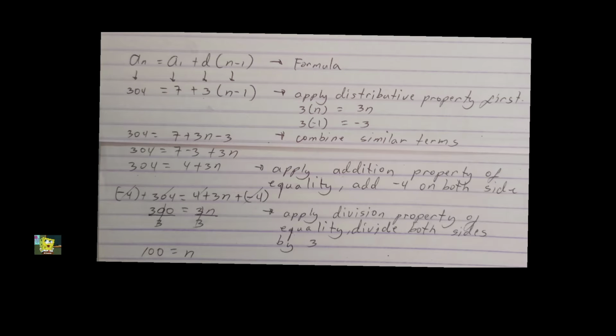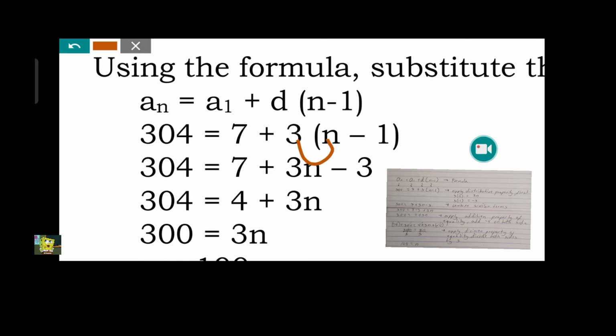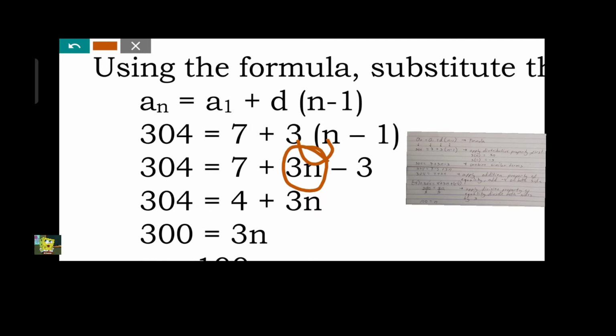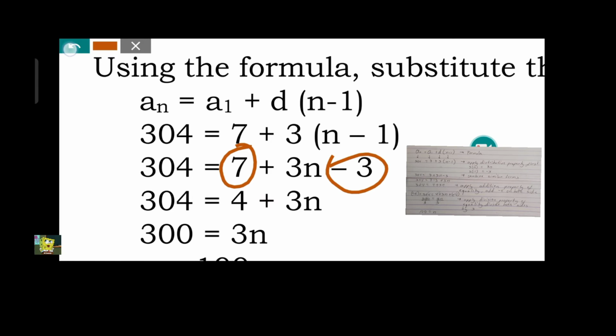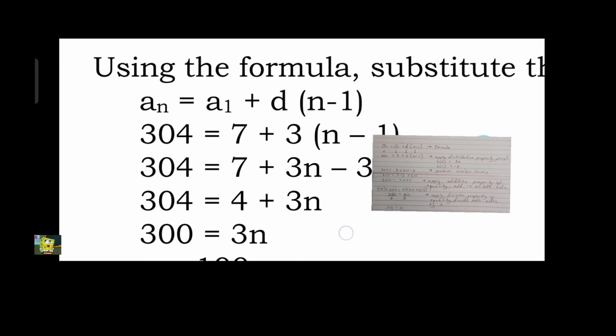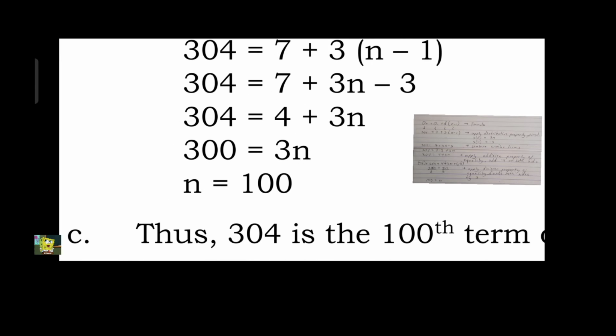Okay, we do multiplication first, which is the distributive property. 3 times n equals 3n, and 3 times negative 1 is negative 3. Let's combine similar terms. 7 minus 3 equals 4. Then apply the addition property of equality. We add negative 4 on both sides. We can rewrite the equation as 304 minus 4 equals 3n.